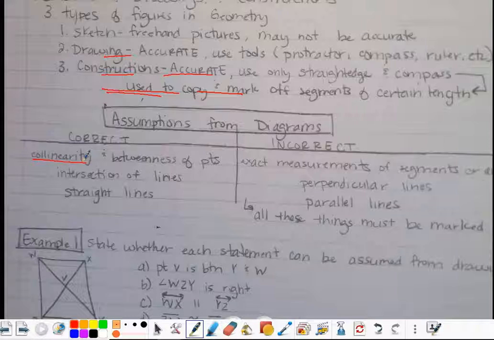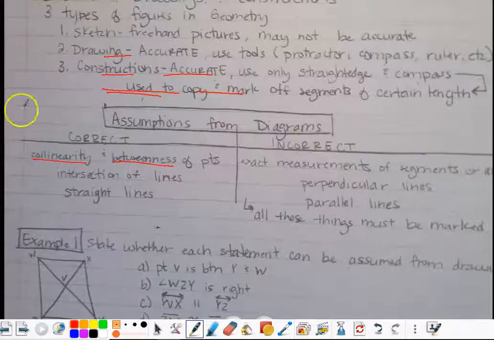What is collinearity? Or what does it mean to be collinear? Same what? Line. Okay, so the points are on the same line. We can assume that from a picture, from a diagram. And betweenness. What is betweenness of points? We just did that on the warm-up. A middle point or any point in between, right?